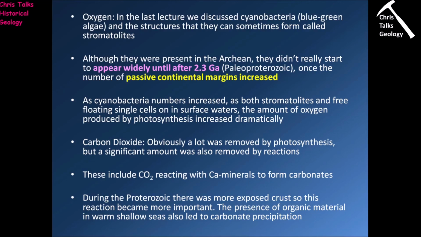As cyanobacteria numbers increase, both as stromatolites and as free-floating single-celled organisms on the surface of the water, the amount of oxygen produced by photosynthesis starts increasing dramatically. On the other hand, if we're making oxygen through photosynthesis, we have to be taking carbon dioxide from the atmosphere. So as the amount of photosynthesizing organisms increases, we see a corresponding decrease in atmospheric carbon dioxide.